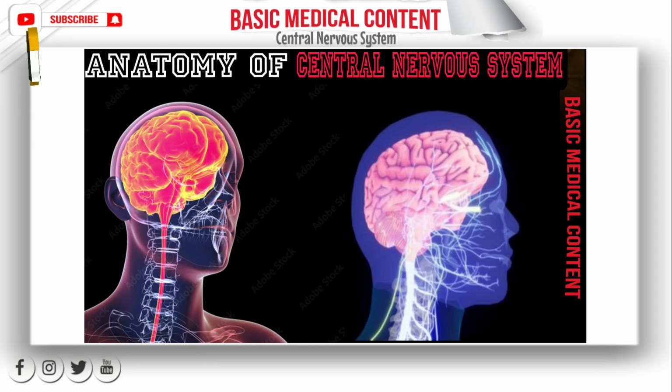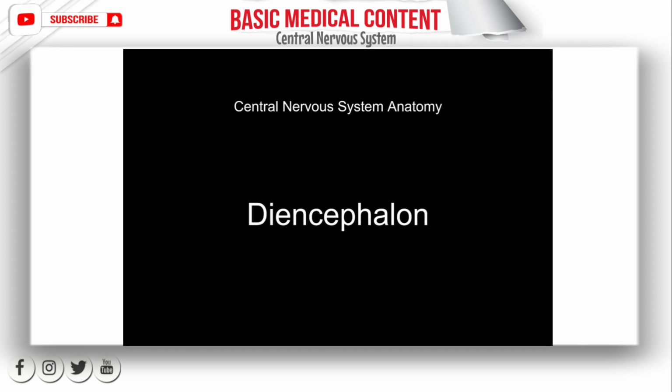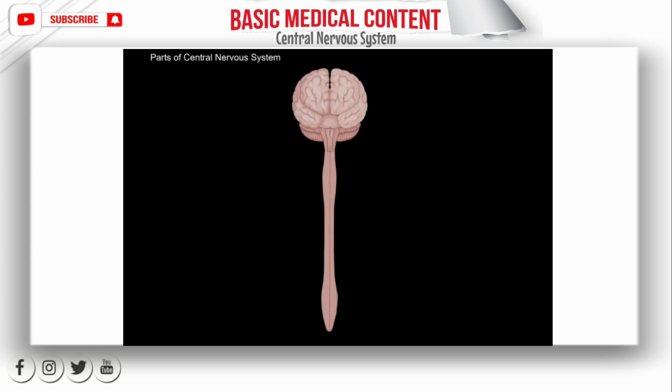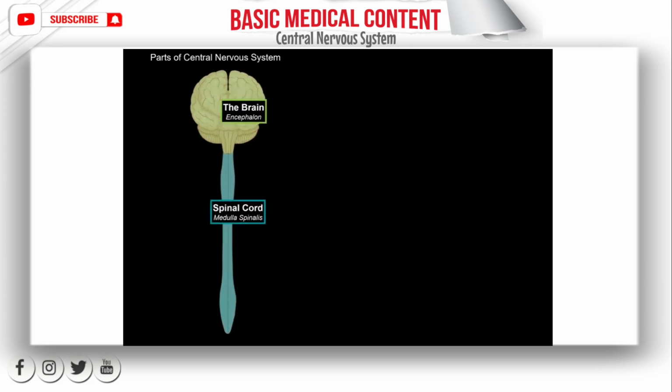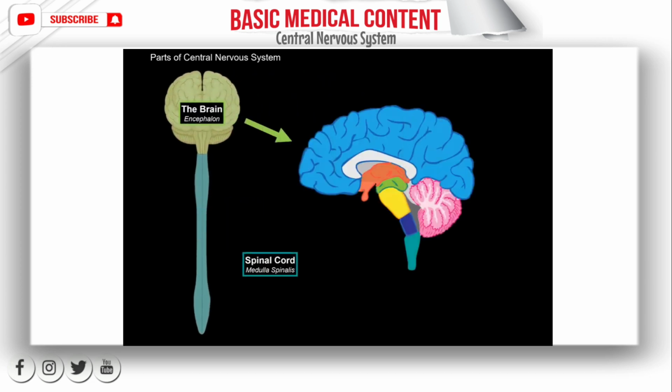What's up? Let's continue the anatomy of the central nervous system. In this segment, we will cover the complete anatomy of the different parts of the diencephalon. So the central nervous system consists of two parts, the encephalon and the spinal cord. The encephalon is then further divided into specific parts.